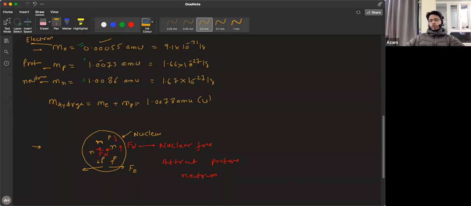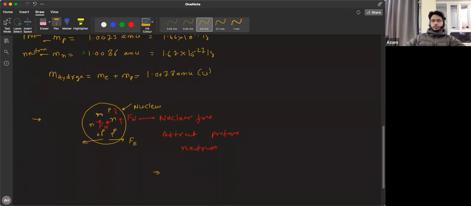So when you talk about nuclear force, we call them nucleons. For nuclear force, neutrons and protons are not two different charged particles. They are the same type of particles and they are collectively known as nucleons. So when we say nucleon, that means we are talking about a proton or we are talking about neutron. So protons and neutrons are collectively known as nucleons.